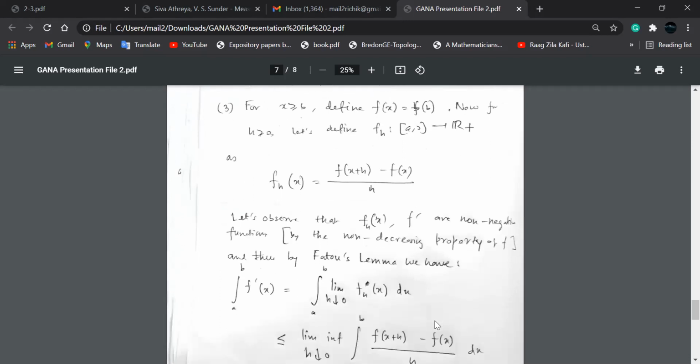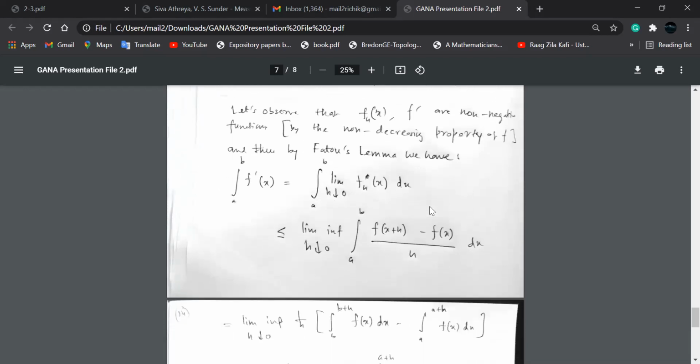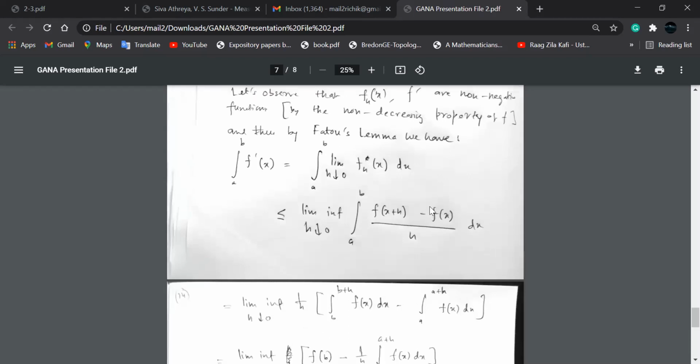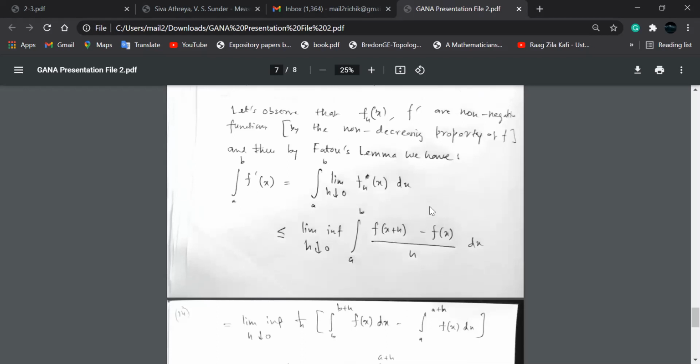Now let us define one thing. If x is greater than or equal to b, let us define fx to be f of b, to make it constant. Now for h greater than 0, let's define f sub h, from a comma b to R plus, as f sub h of x equals f of x plus h minus fx by h. We can observe easily that the domain is R and the range is R plus, because f is a non-decreasing function. So fx plus h for h greater than 0 is greater than 0. If h is less than 0, still in that case it would be greater than 0, because the numerator will be less than 0 and the denominator will be less than 0, and it will cancel out and become plus. So these functions are non-negative.